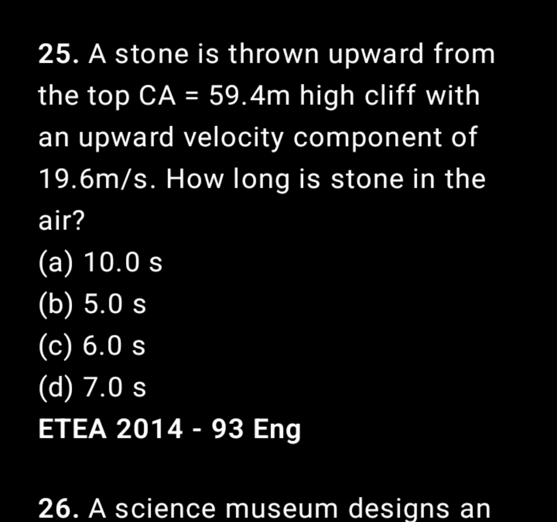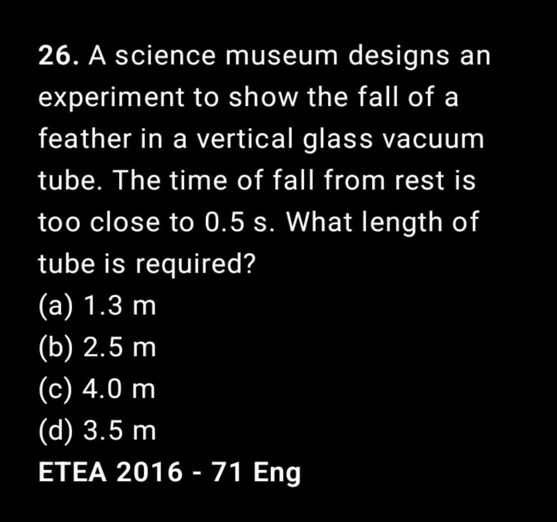ETA 2014-93 Eng. 26. A science museum designs an experiment to show the fall of a feather in a vertical glass vacuum tube. The time of fall from rest is to be close to 0.5 s. What length of tube is required? A. 1.3 meters. B. 2.5 meters. C. 4.0 meters. D. 3.5 meters.